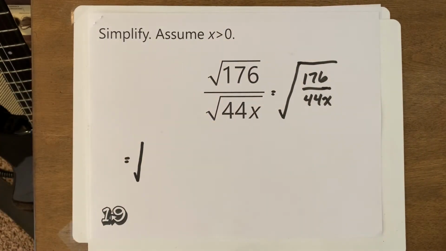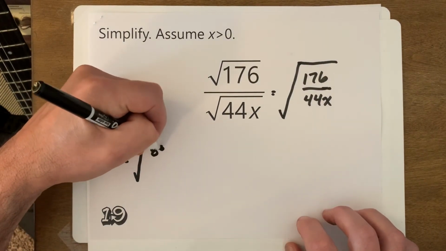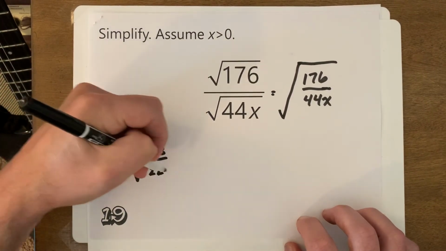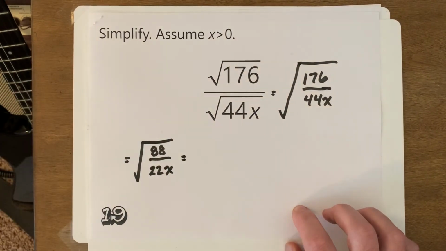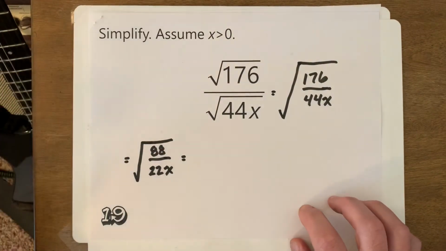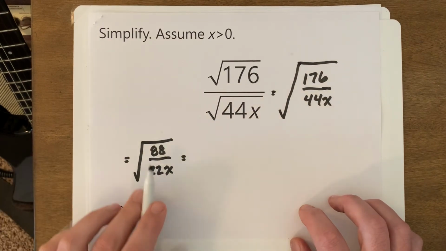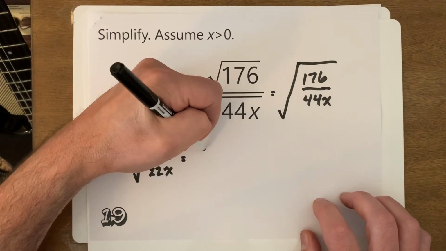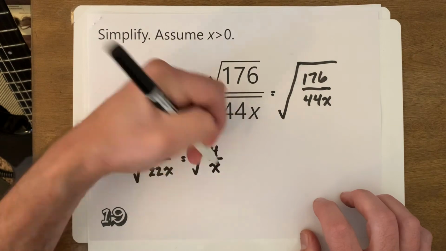Okay, so 176 divided by 2 is 88. 44 divided by 2 is 22, still with an x down there. Okay, we can do that one more time. Actually, we can divide them by 11, couldn't we? Or we could divide them by 22. 22 goes into 88 four times, doesn't it? So we could actually do this. It equals the square root of 4, right, over x.